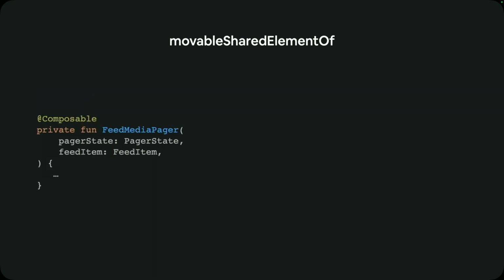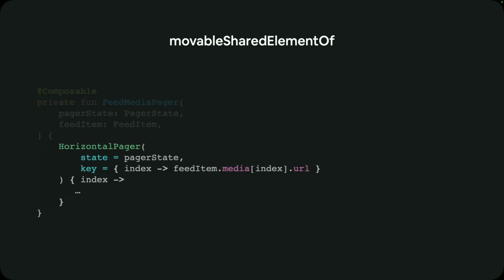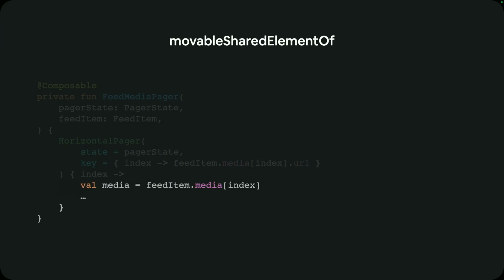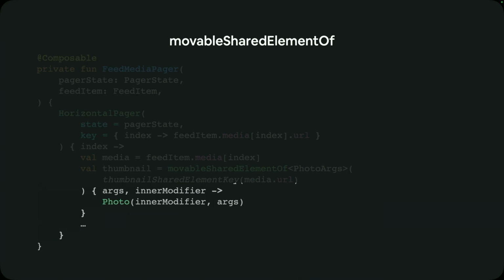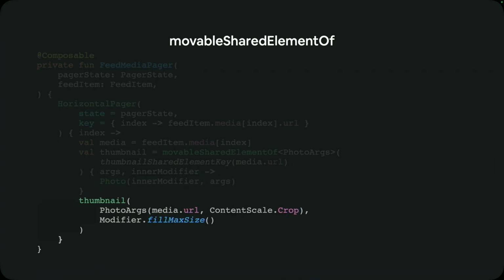So in my case, I'm moving from the feed screen to the detail screen. In my feed screen, I have a horizontal pager. I have some media that I want to display. I have the thumbnail using movable shared element of. And remember, that returns a composition value. I have a composition as a value. I'm not emitting any UI yet. When I invoke it, I actually then call it.